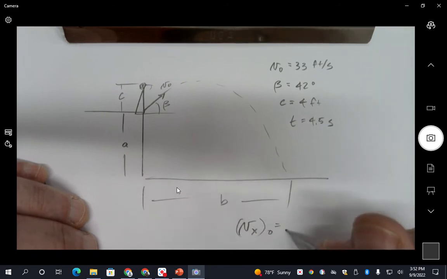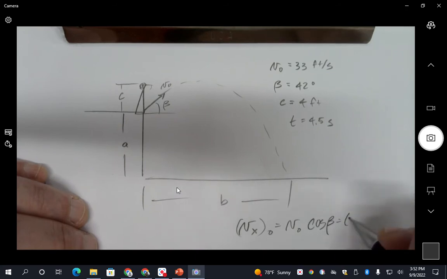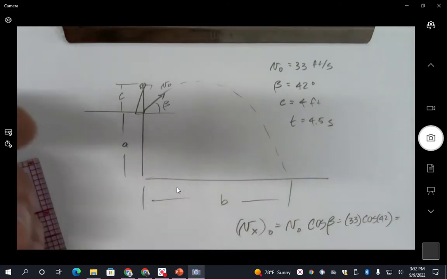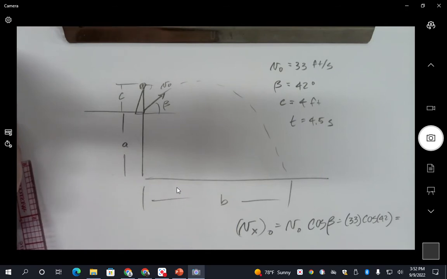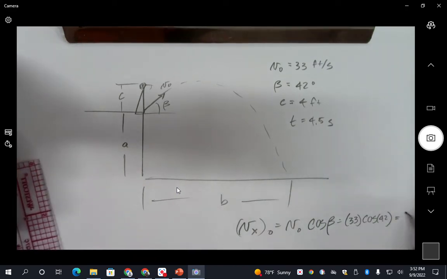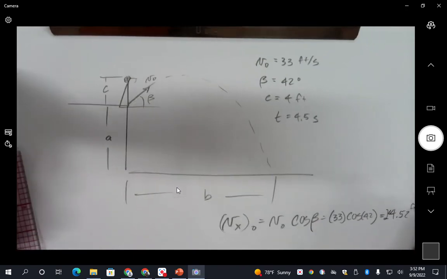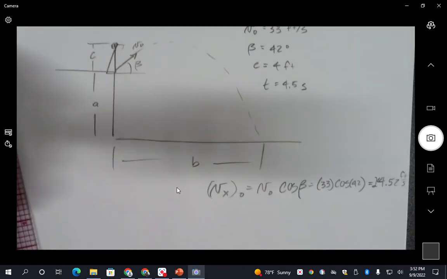VX0 is equal to V0 times the cosine of beta. So 33 times cosine 42 equals, right? Getting partial credit all over the place. Boom. Couldn't possibly get a 0 on this exam because we just wrote down a couple chunks of information. So at least you know that we had to do this. And I guess we'll put units on there, feet per second.